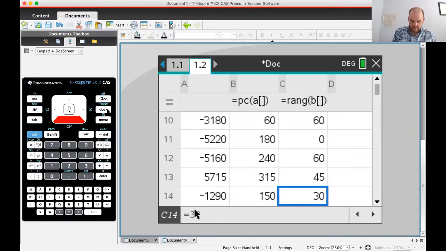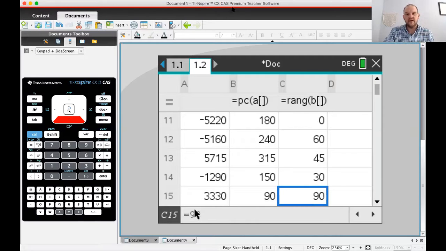315 and 45. 150 and 30. And then finally, 90, which does not actually have a reference angle. So this is NA. Or potentially, it's supposed to be quadrantal. I don't really know. So I'm going to go back to the notes.